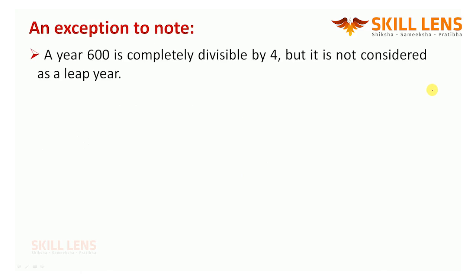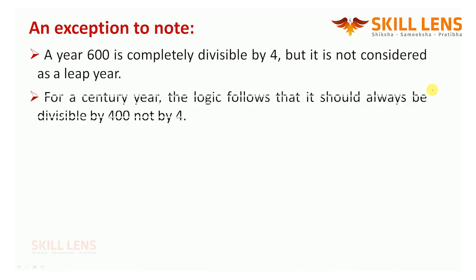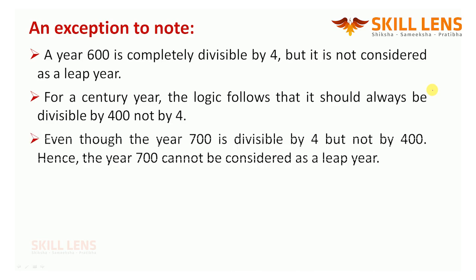Yes, 600 is divisible by 4. It's not considered a leap year because for a century year, the logic is that it should always be divisible by 400, not by 4. If you understand this basic point, leap years are going to be very easy when you are solving the questions. Hope everybody understood. In the same way, 700 is divisible by 4 but not by 400. So 700 cannot be considered a leap year. Hope everybody understood the concept of leap years now.